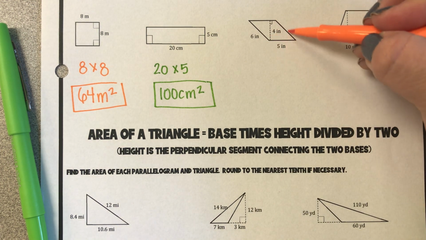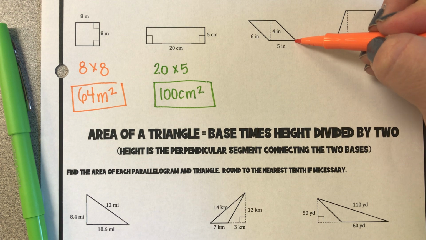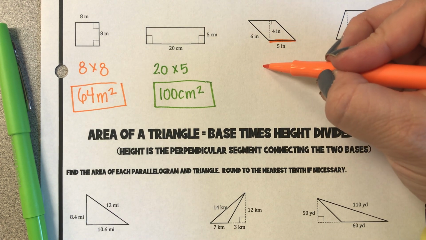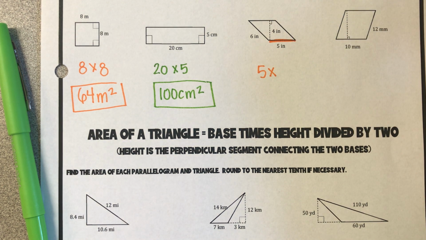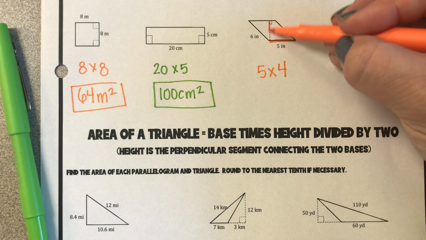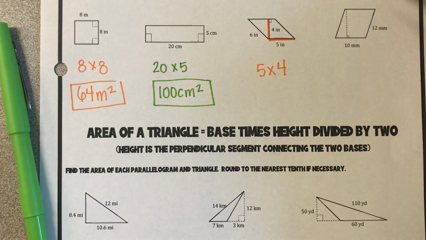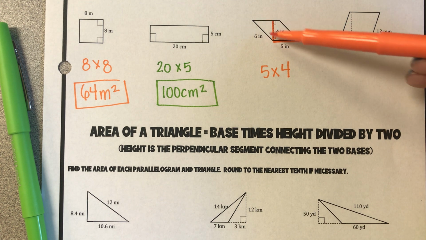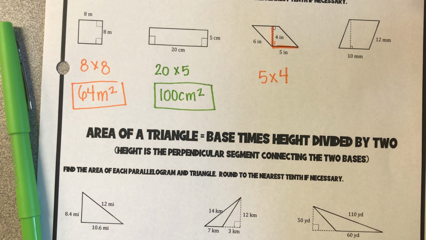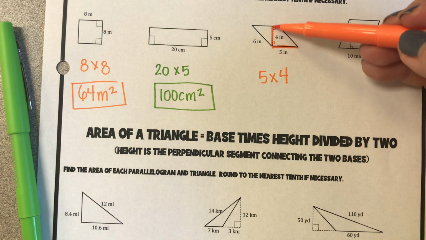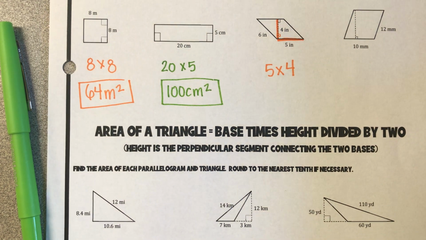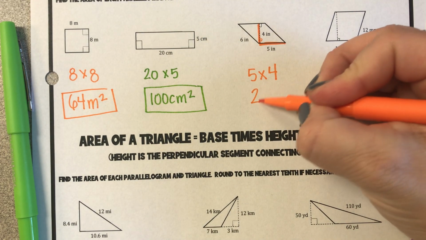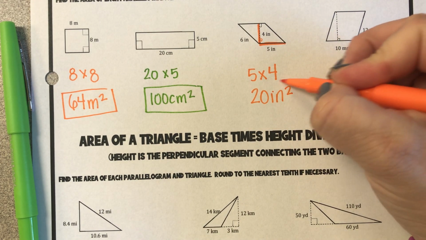This is my parallelogram. Okay, it has a base of 5. And what would the height be? Would it be 6 or 4? It is 4. Okay, that is the perpendicular height. Remember, it said that the height is the perpendicular segment. This is not perpendicular. When you go to the doctor and they measure your height, what's the first thing they tell you to do? Stand up straight, right? This is the straight height. So 5 times 4 would be 20 inches squared.